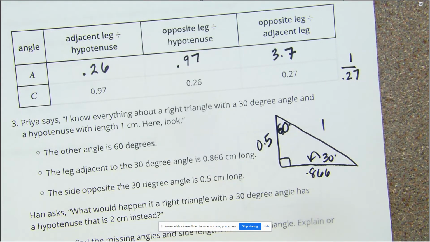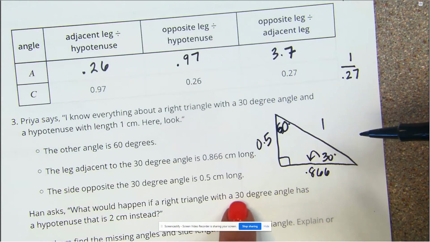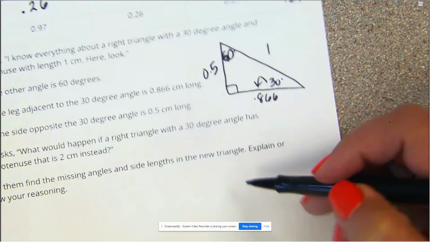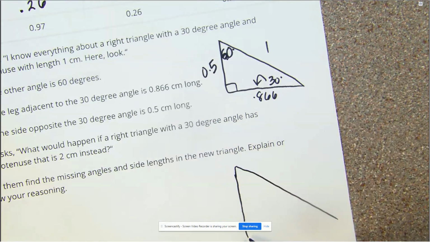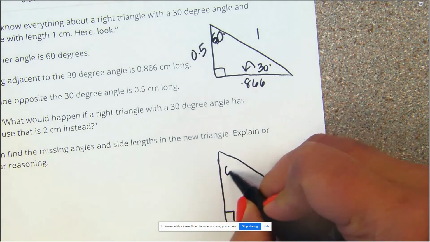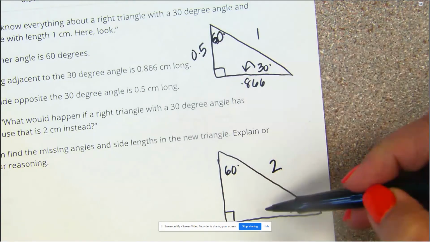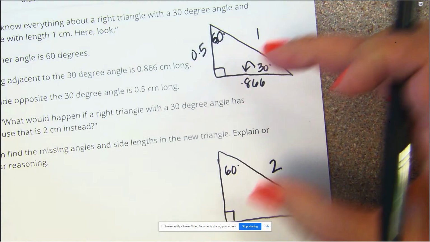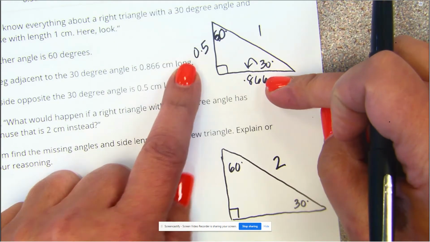Han asks, what would happen if a right triangle with a 30-degree angle has a hypotenuse that's 2? So it still has the 30-degree angle. Remember what we know about triangles. They can still be similar, right? They're not going to be congruent. This is still 30, and that's still 60, but now he's saying, hey, what if that has a 2? Well, these triangles are similar, right? Angle, angle. So if that has a scale factor of 2, what would happen to both of those? Those sides would also be doubled.